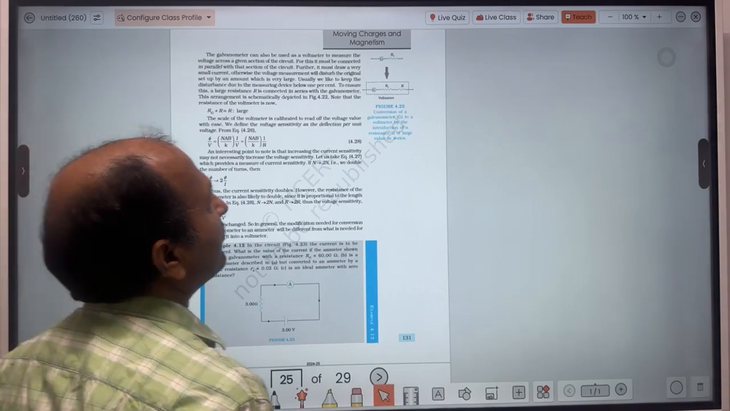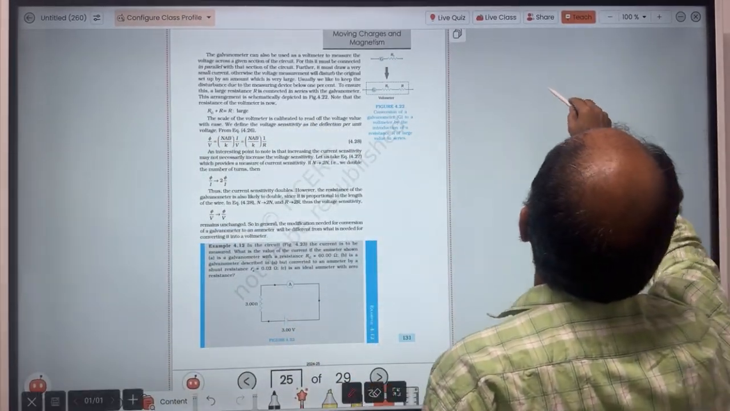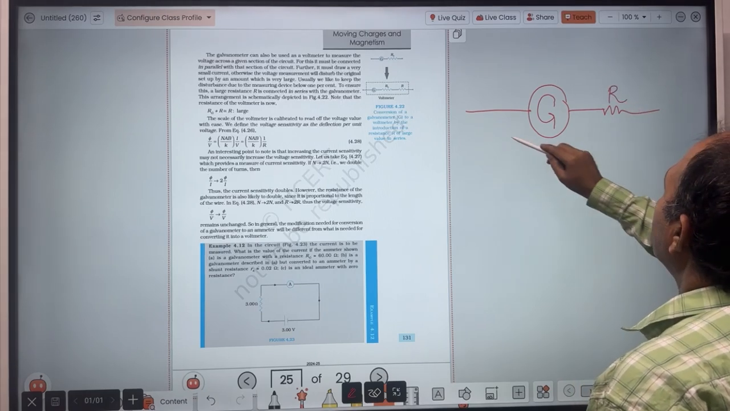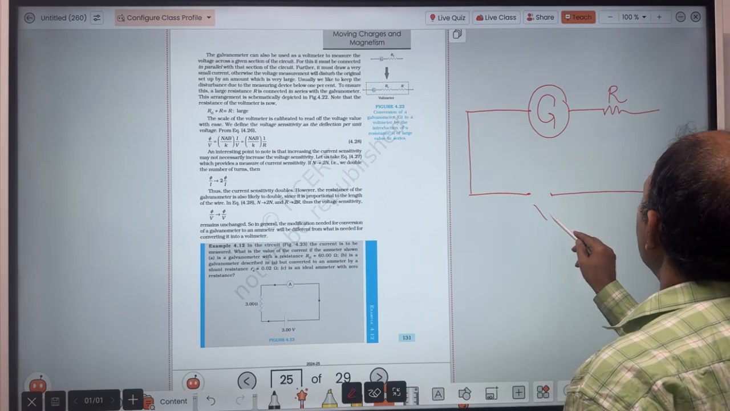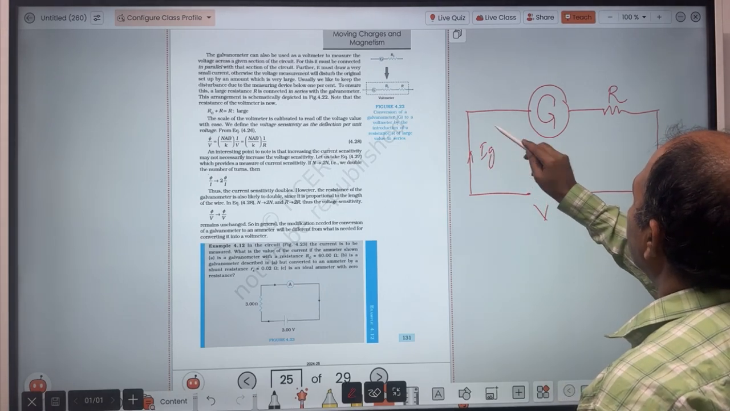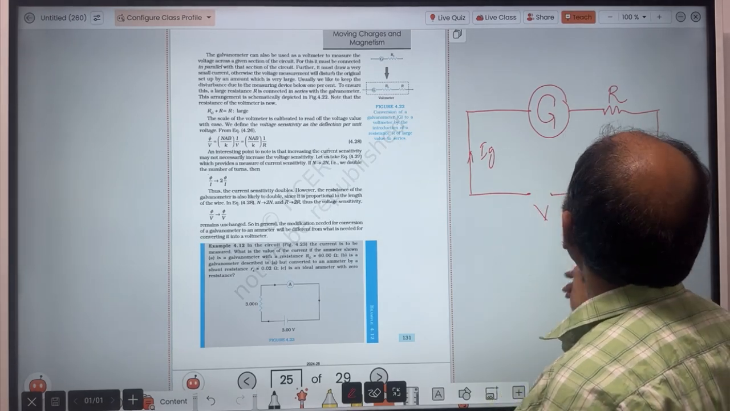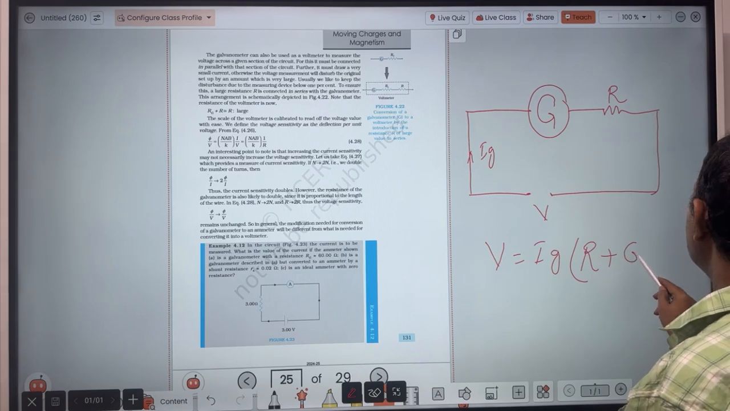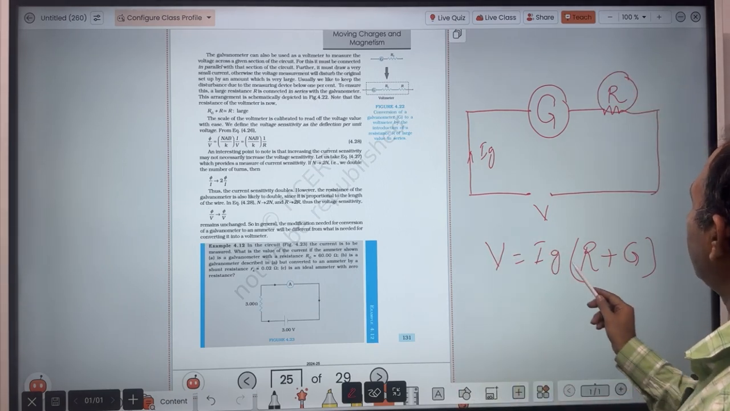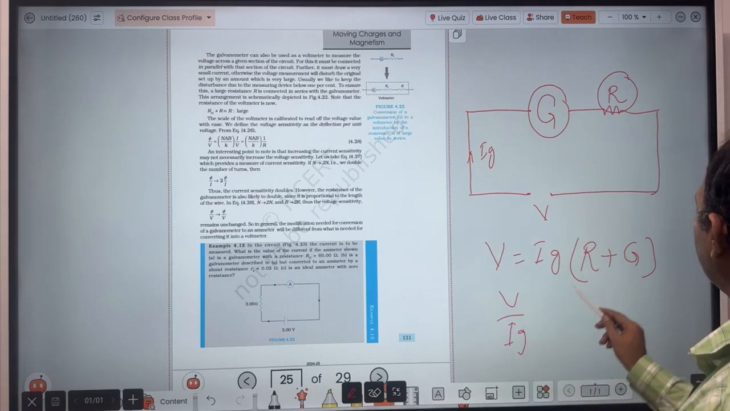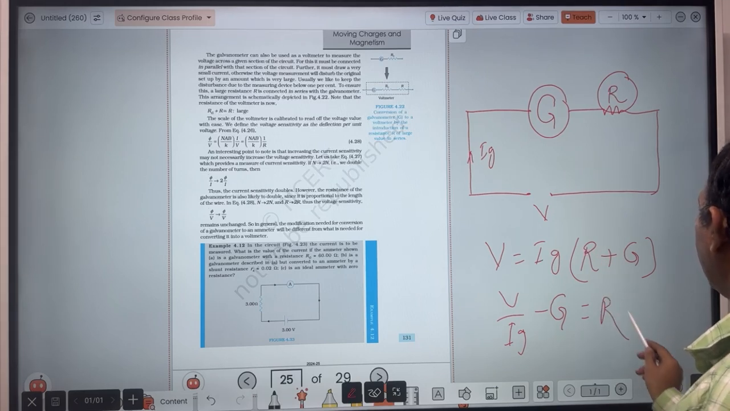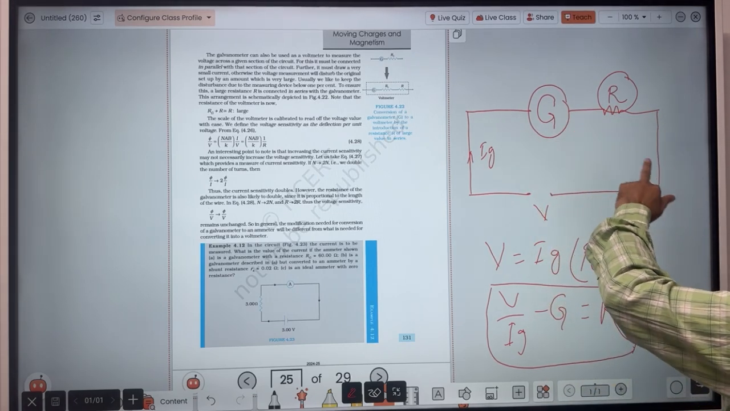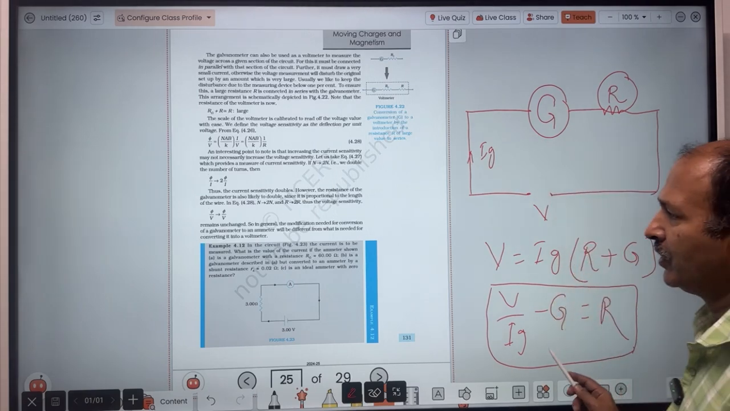Now we are going to see how to convert a galvanometer into a voltmeter. This is the galvanometer, and here we connect a series resistance, say R. Suppose the voltage range is V, and current Ig is flowing through the circuit. Applying KVL for the closed loop, V equals Ig times (R plus the resistance of the galvanometer G). Our concern is the value of R. So R will be V upon Ig minus G. We will make use of this formula while evaluating the resistance to be connected in series with a galvanometer to convert it into a voltmeter. Correct? So you have understood.